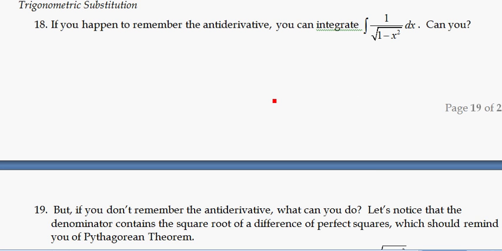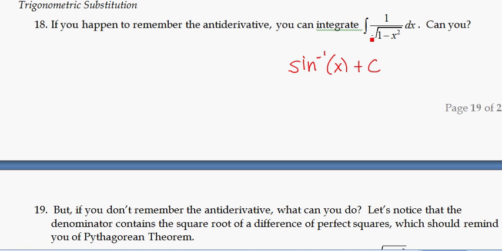Okay, so now we're diving back into the notes. Hopefully you watched the video about how to set up right triangles for trig substitutions. But back in the notes, if you happen to remember the antiderivative of this integral, then you can just do it, right? If you happen to remember that this is the inverse sine of x, then you're done.